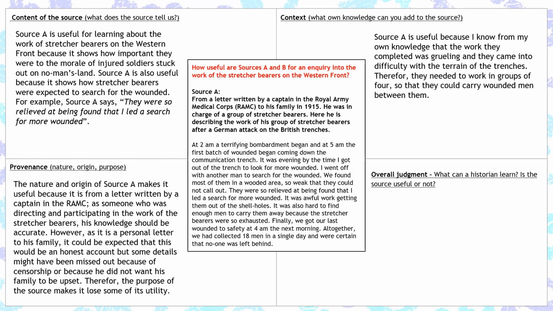He's probably going to avoid giving some gory details because he doesn't want to upset or scare his family or make his family worried that he himself could be in danger. So it might be accurate, but maybe not 100% of the picture.